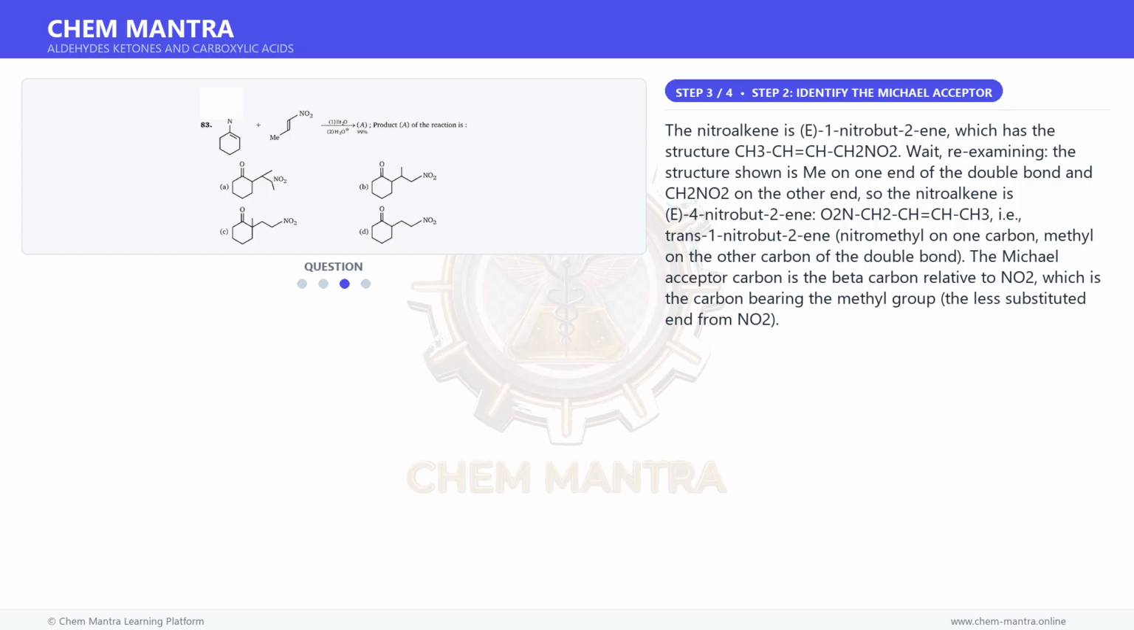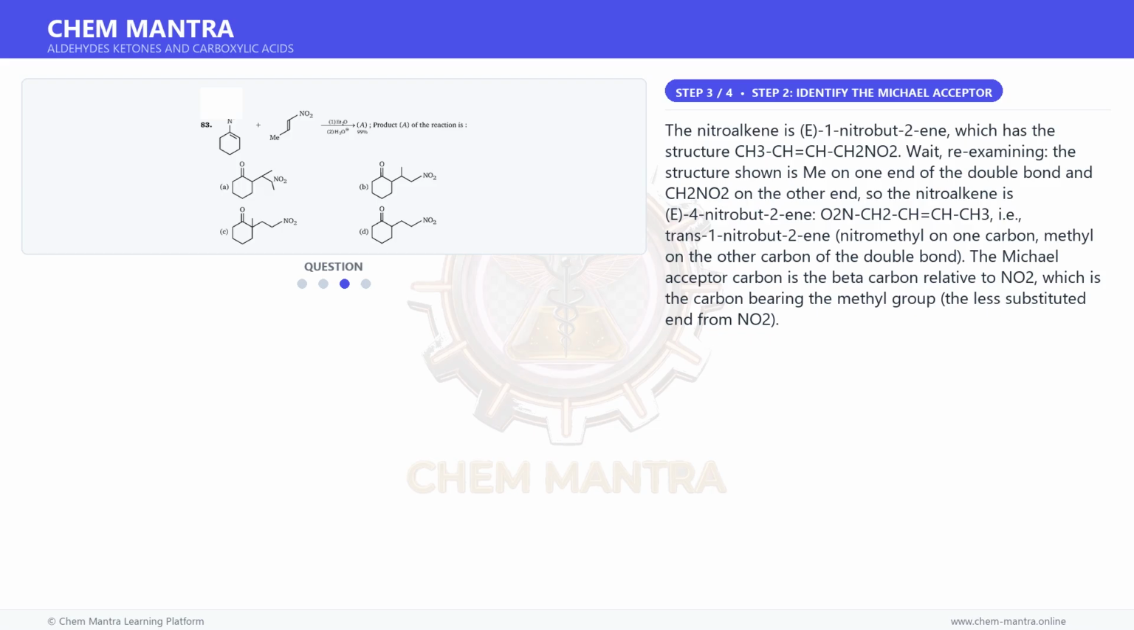The nitroalkene is (E)-1-nitrobut-2-ene, which has the structure CH3-CH=CH-CH2NO2. Wait, re-examining, the structure shown is Me on one end of the double bond and CH2NO2 on the other end, so the nitroalkene is (E)-4-nitrobut-2-ene, O2N-CH2-CH=CH-CH3, i.e., trans 1-nitrobut-2-ene, nitromethyl on one carbon, methyl on the other carbon of the double bond.